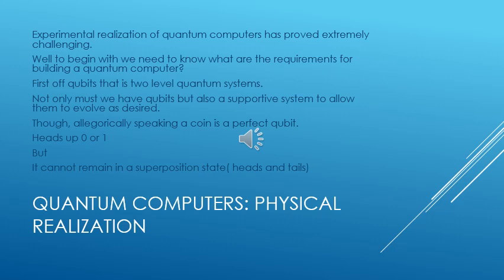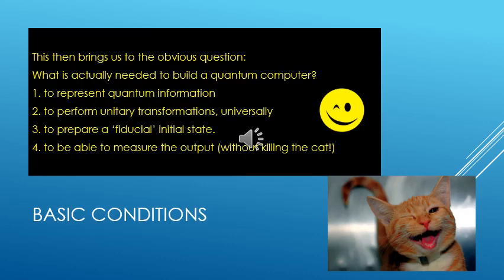Though, allegorically speaking, a coin is a perfect qubit. Heads up could be a 0 or a 1. But it cannot remain in a superposition state, that is heads and tails, and that is what is unique to qubits. This then brings us to the obvious question: what is actually needed to build a quantum computer?